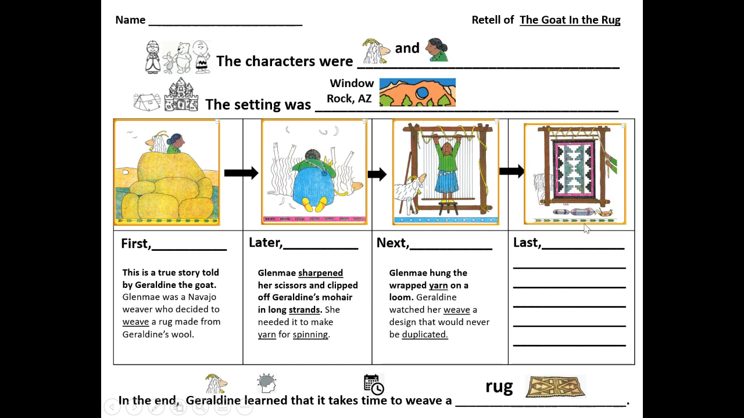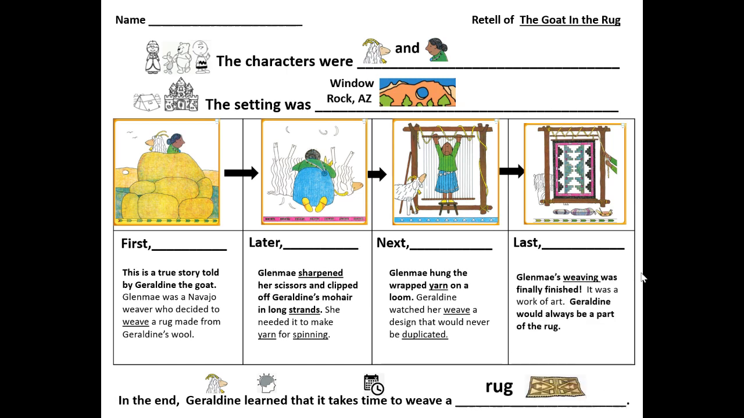Let's look at the last picture. What's going on there? What do you remember from the narrative nonfiction story? Last, all right, last, Glen May's weaving was finally finished. It was a work of art. Geraldine would always be a part of the rug.